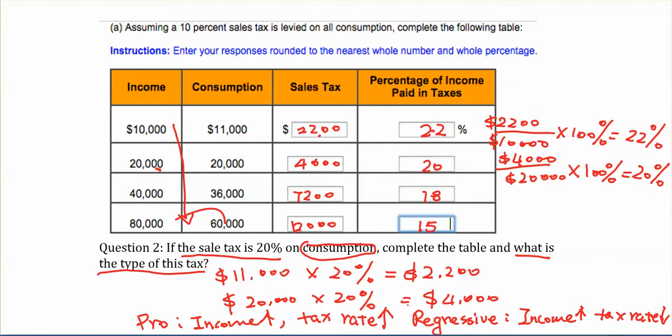So now, looking at this example, as our income increased from $10,000 to $80,000, our tax rate decreased from 22% to 15%. So the answer for the second part of this question, what is the type of this tax, is the regressive tax. So this is the answer. You should write it down.